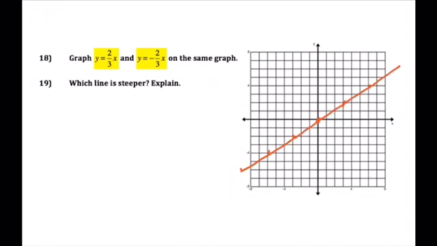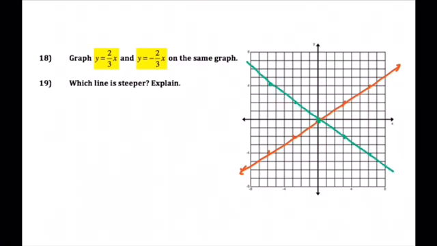You can pause the video if you need to. And then I'm going to use a different color. I'm going to graph the line y equals negative 2/3 x. So it's the same except it has a negative slope instead of a positive slope. So I'm going to go down 2 and over 3. Whoops, that's not very straight.